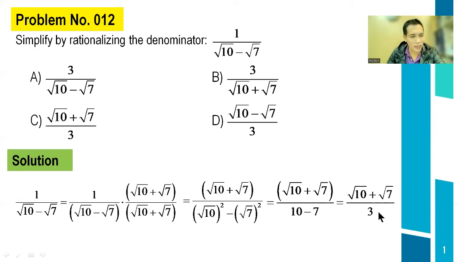So we don't have a radical expression in the denominator. So this is the final answer. The correct answer is letter C. Square root of 10 plus square root of 7 all over 3.